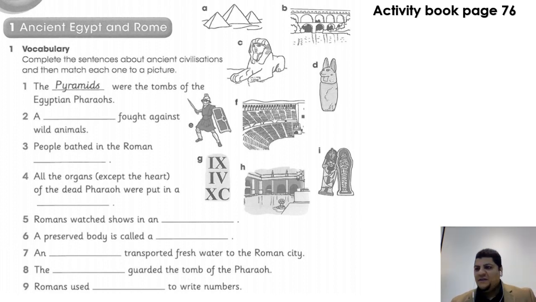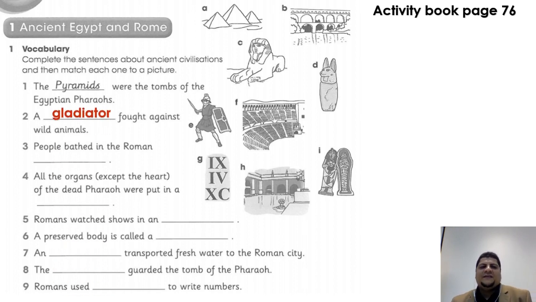Now, please open the other book, your activity book, page 76. Okay, exercise 1. All right, ancient Egypt and Rome. Here you are going to complete the sentences about the ancient civilizations and then match each one to a picture. For example, number 1 is done for you. You say the pyramids were the tombs of the Egyptian pharaohs. And of course, it's going to be picture A. Let's go to 2. A, fought against wild animals.